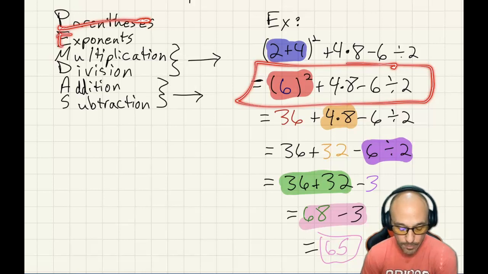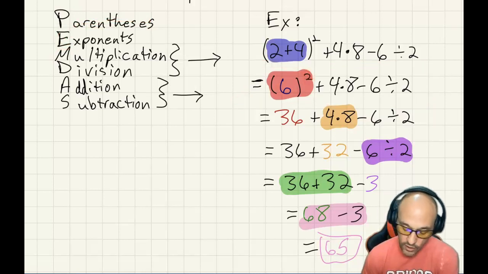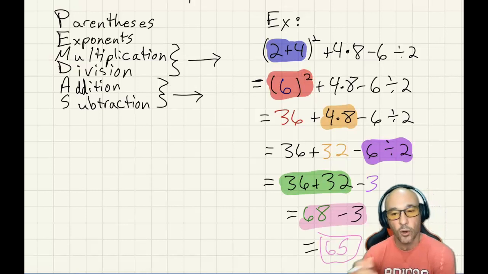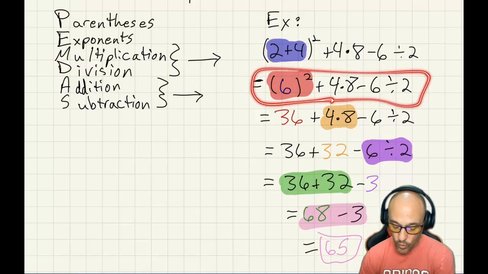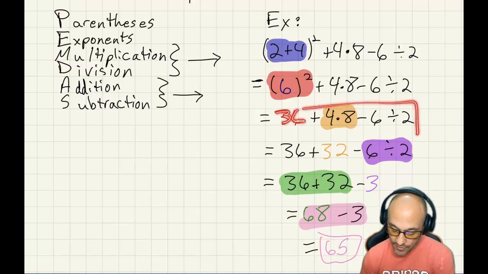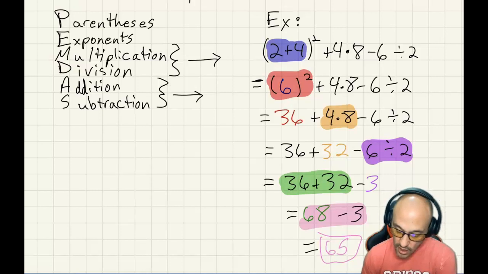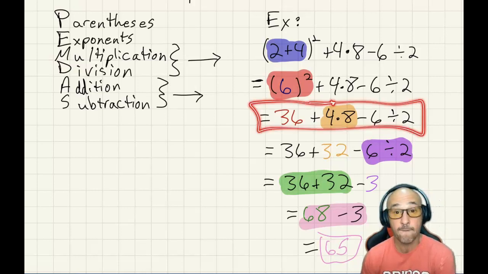Next, we look for exponents. And here we do have a power of 2. So there are no other exponents or powers in that particular expression. So we just do 6 squared. And so 6 squared is 36. Everything else is the same in that next step. Nothing else changes. So now we're here.